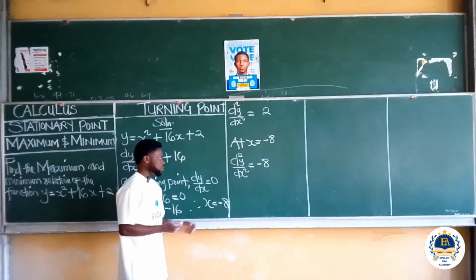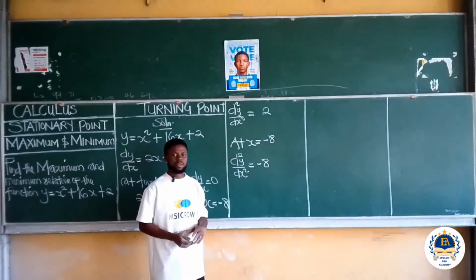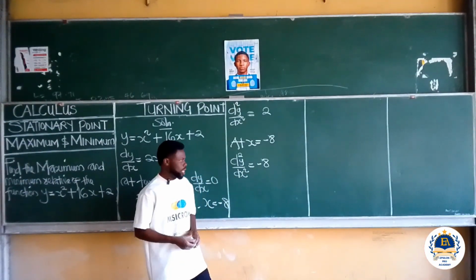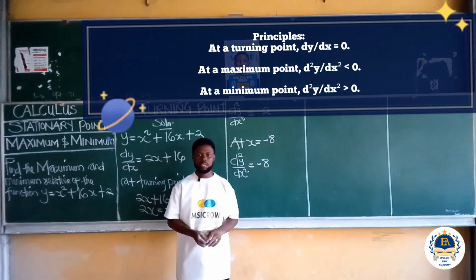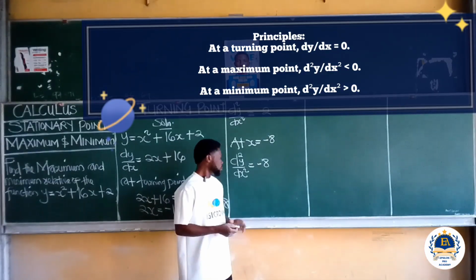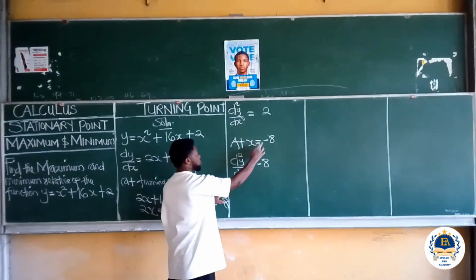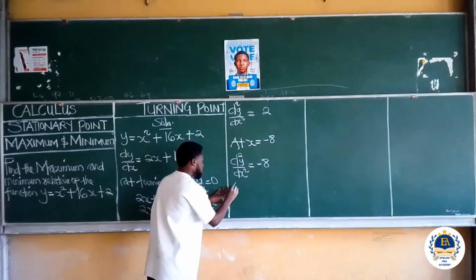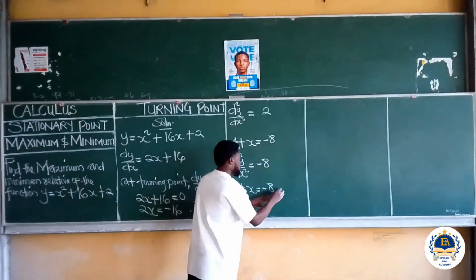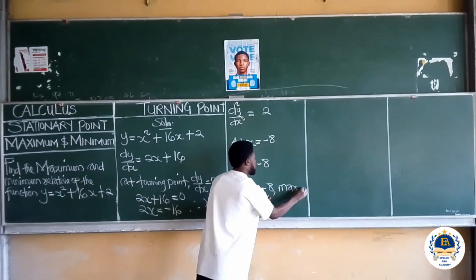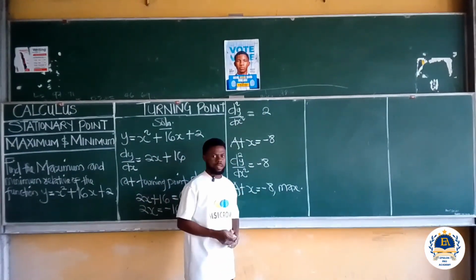Now we observe that the d2y over dx squared is equal to minus 8, and this minus 8 is less than 0. So let us consider these principles on the board. In these principles, we observe that a maximum point is attained when the d2y over dx squared is less than 0. Therefore, at x equal to minus 8, a maximum point is attained. So at this turning point, a maximum point is attained.